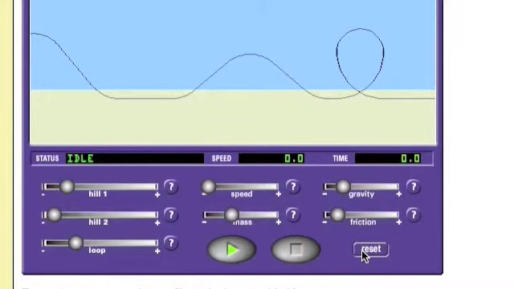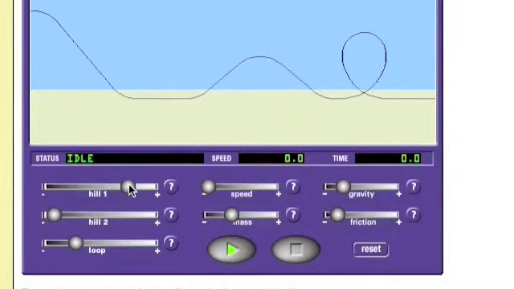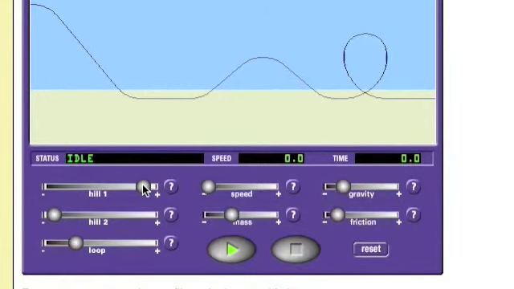Let's reset this again. Let's try reducing or increasing the height of the first hill. Maybe higher is better. When the first hill is higher, there is greater gravitational potential energy at the start. So when the roller coaster falls, it is now converting its gravitational potential energy into kinetic energy, and therefore it should move faster, and it should go over the 360 loop. Let's see what happens if we do that.